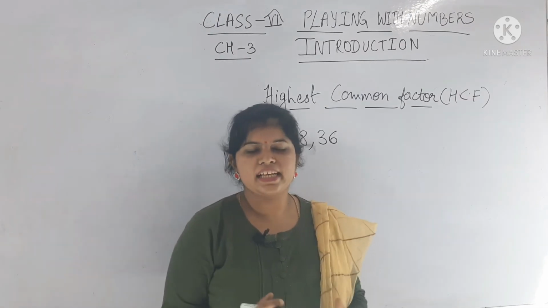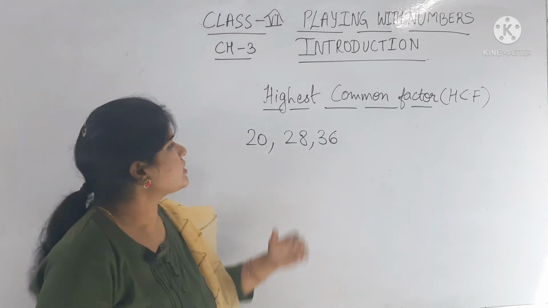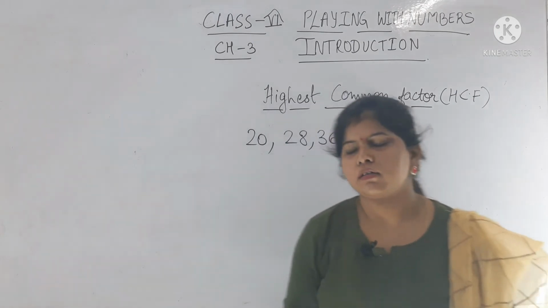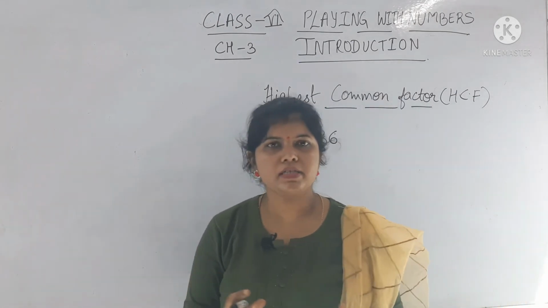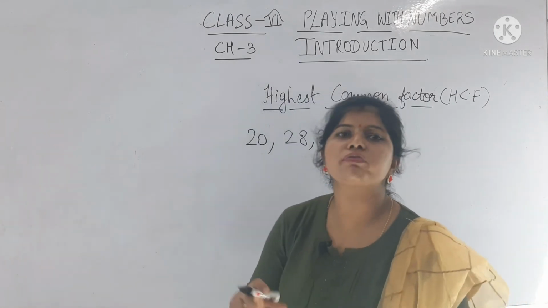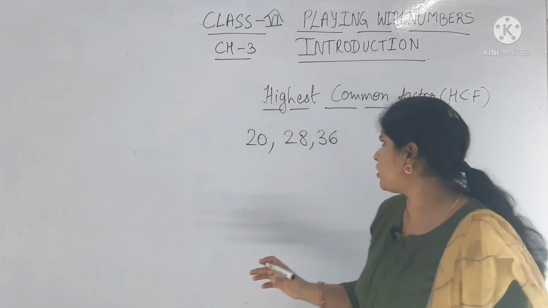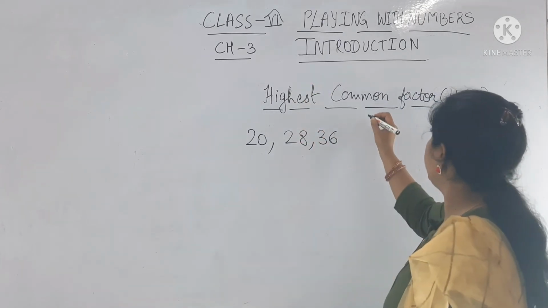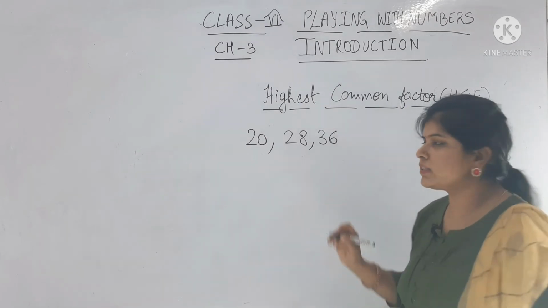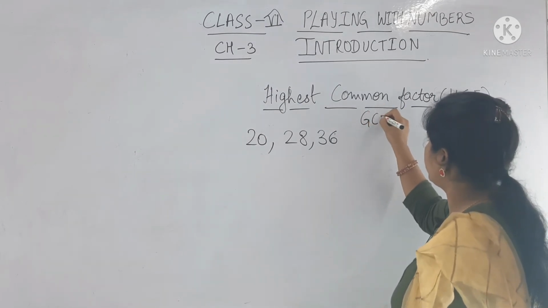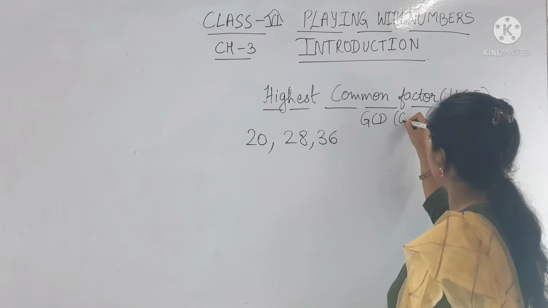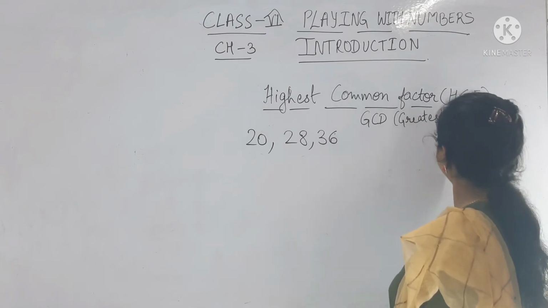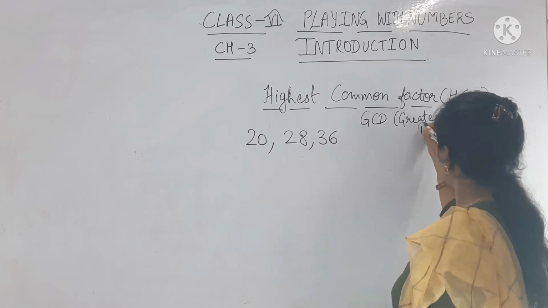Okay students, the next topic is HCF, that is highest common factor. Highest common factor means the greatest number among the common factors. We can denote the highest common factor as GCD also. GCD means greatest common divisor.